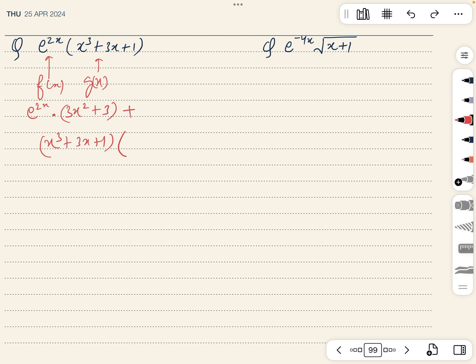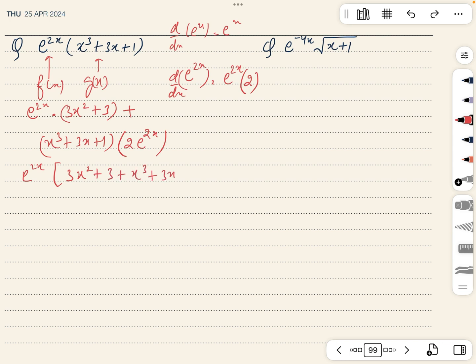Now the differentiation of e to the power of x is equal to e to the power of x. However, differentiation of e to the power of 2x will also incorporate the chain rule, where the differentiation of e to the power of 2x is e to the power of 2x. However, the differentiation of 2x will also happen, which is 2. So look clearly, it is 2 e to the power of 2x. The final answer would be, take e to the power of 2x common. In the brackets, you can write 3x squared plus 3 plus x cubed plus 3x plus 1.